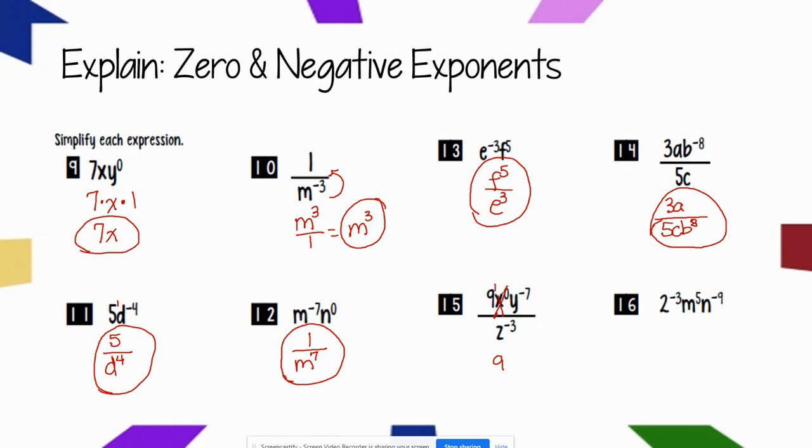Then we have y to the negative 7th power. Well, we want to get that to be a positive exponent. So what I'm going to need to do with this is move it to the denominator. As soon as it moves to the denominator, that y to the 7th becomes positive. Now we also have z to the negative 3rd power. And since z to the negative 3rd power is in the denominator, to fix it, I'm just going to take it and move it to the numerator. And as soon as it moves to the numerator, it becomes a positive 3rd power. So my solution is just 9z to the 3rd over y to the 7th.